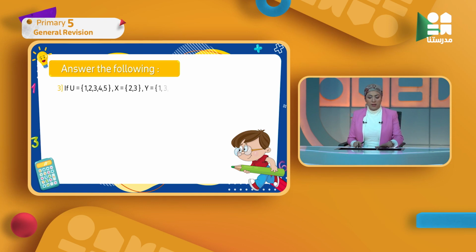Answer the following. Here, if I have the universal set of elements 1, 2, 3, 4, and 5, set X equals the elements 2 and 3, and set Y equals 1, 3, and 5. I want you to represent these sets by a Venn diagram and to find X union Y and X intersects Y. Let's go to the board to draw this together and answer the questions.